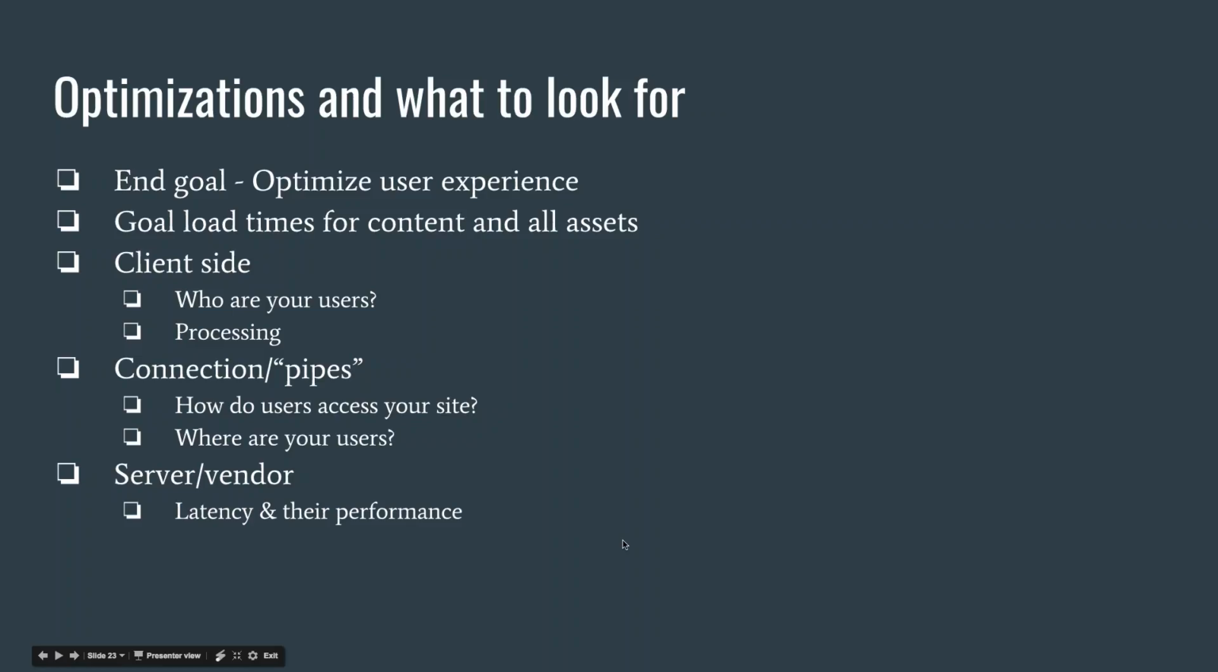The other piece with the connection and those pipes is, where are your users? If you have global users, you better make sure that the different marketing technology vendors that you're working with can, at the very least, serve their technology regionally, but doing that globally. They need to be able to serve their technology from reasonably close to where your users are trying to access that information.